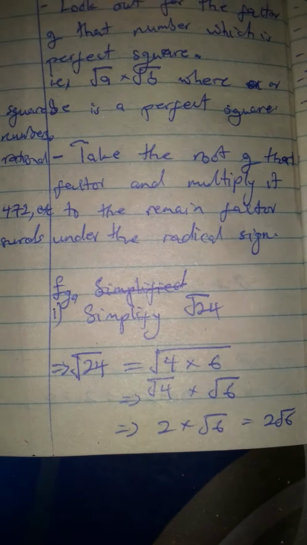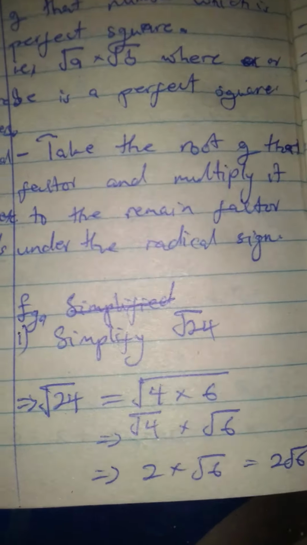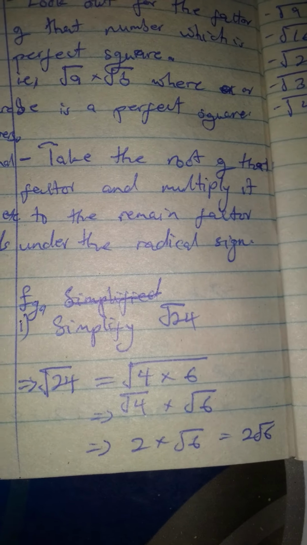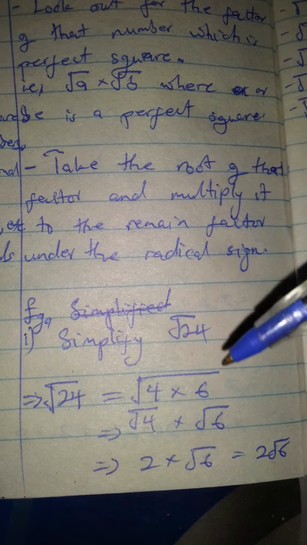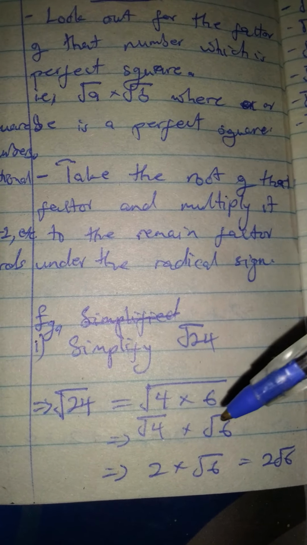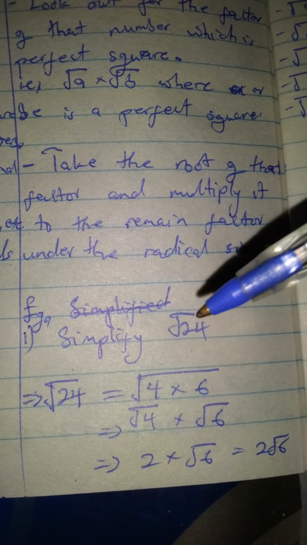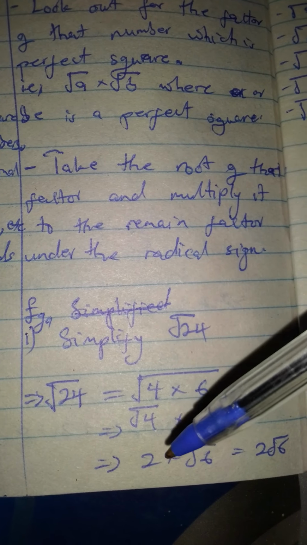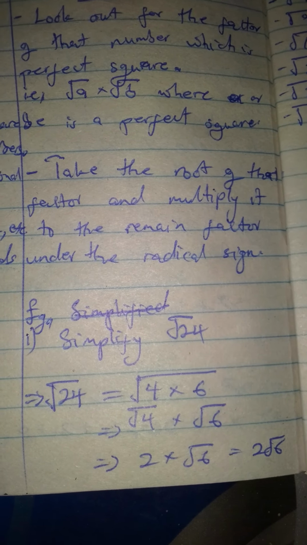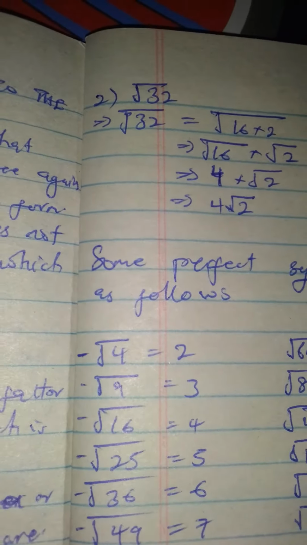So let's look at simple examples. It says simplify root 24. We know 24 has two factors which, when multiplied, give 24, and one is a perfect square: 4 and 6. 4 is a perfect square, 6 is not. So you expand it, you get root 4 times root 6, and the square root of 4 is 2. So you get 2 root 6. These are the multiples of it. It's simple.